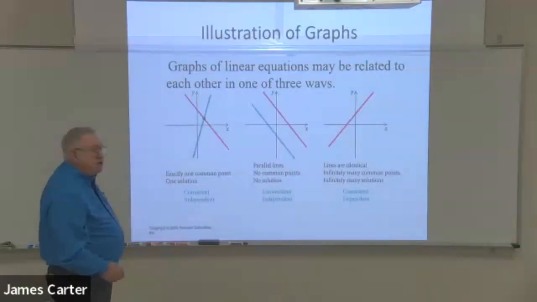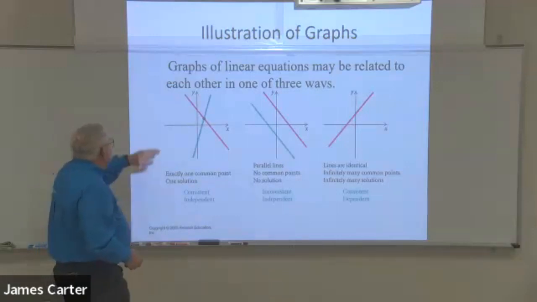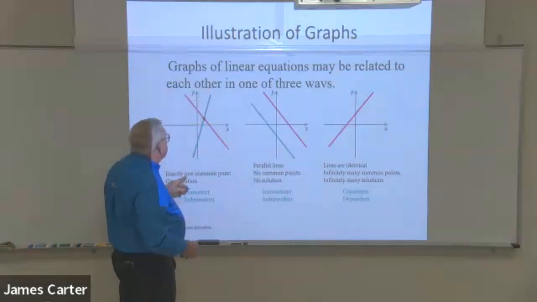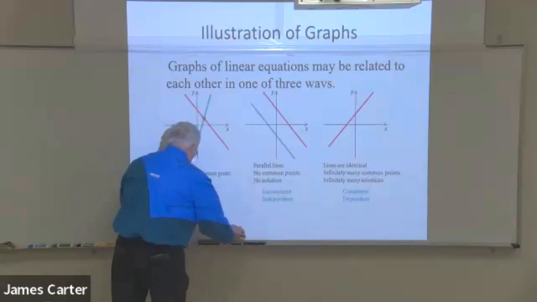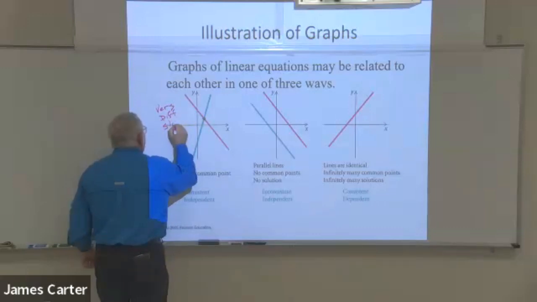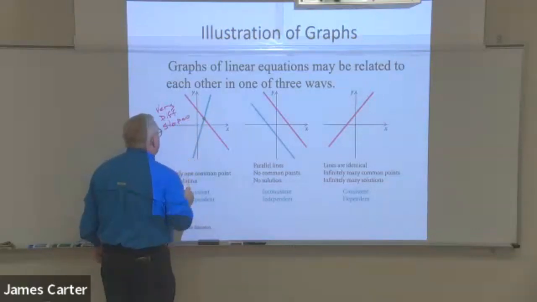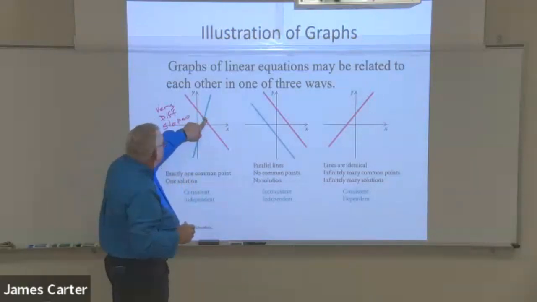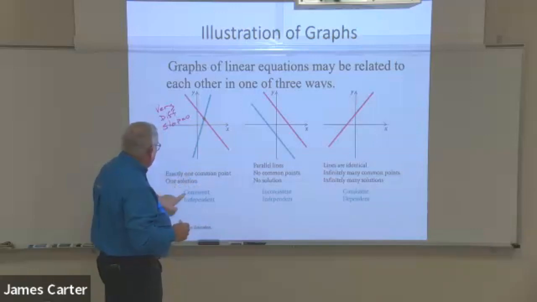Now, here's a graphical description of what I just said. Here we have totally independent lines that intersect somewhere in space. These two lines have different slopes, very different slopes. Okay? They result in one solution, one common point. They are consistent because they share at least one point. They're independent because they exist independently.